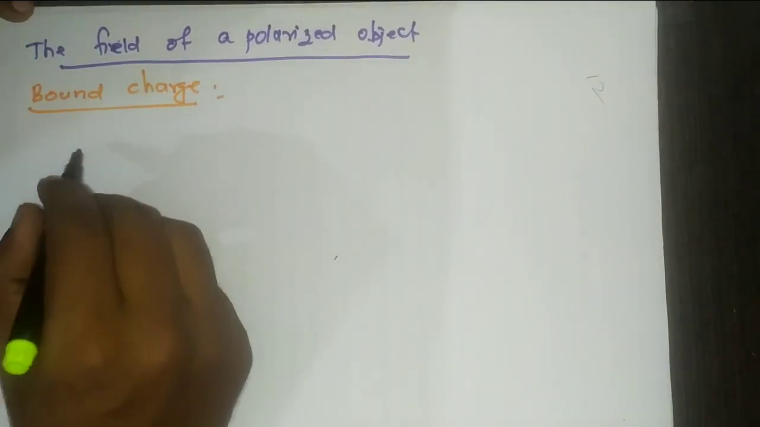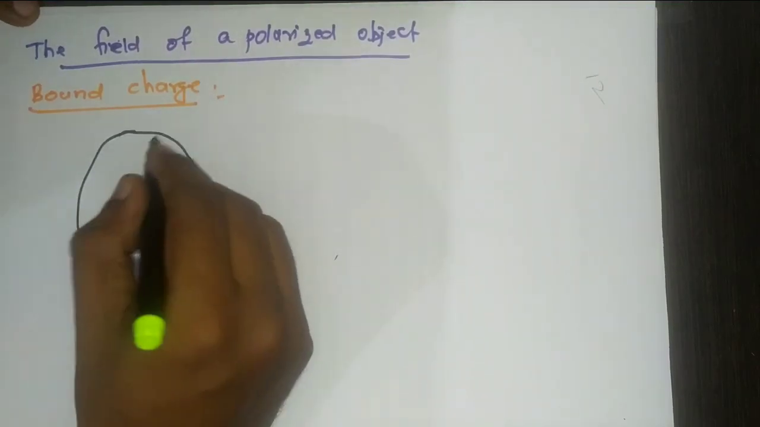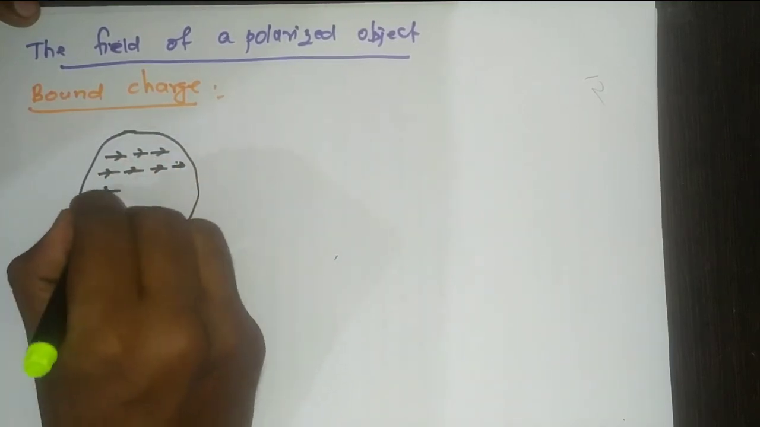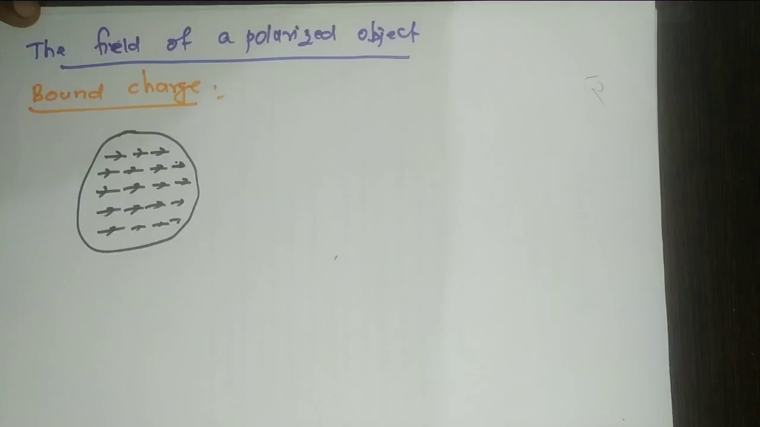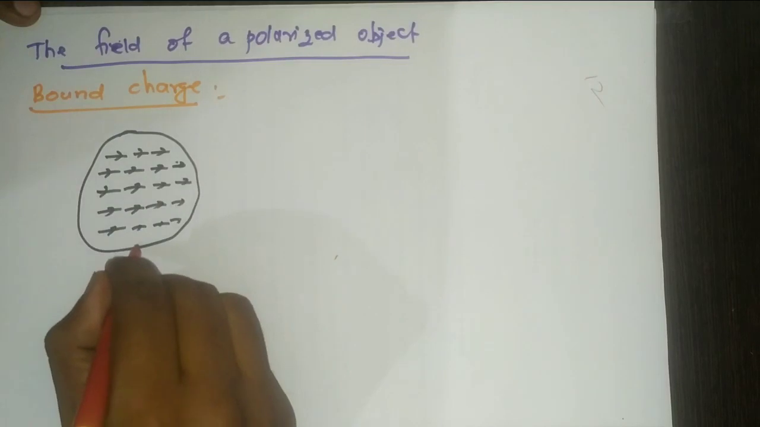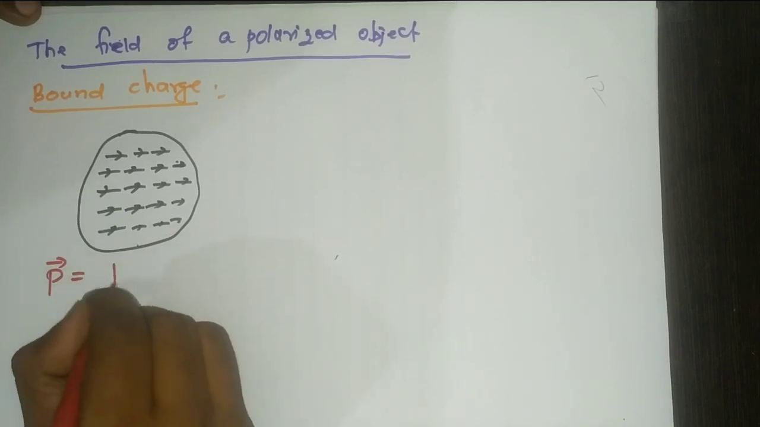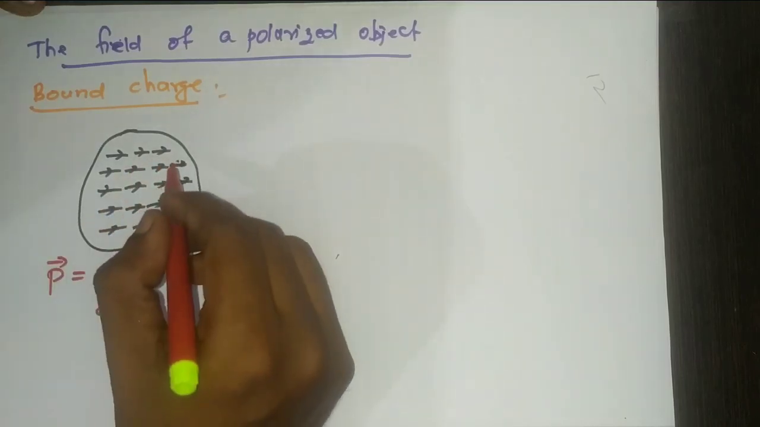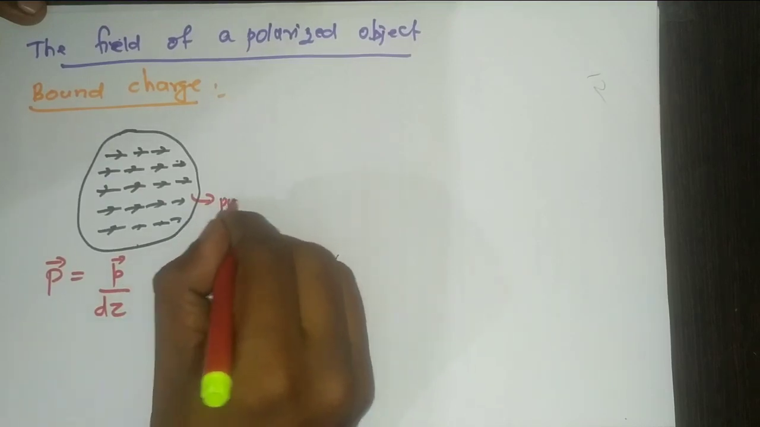Actually, a polarized object is, now we have seen, a large number of microscopic dipoles aligned in a particular direction. The dipole moment per unit volume, from the definition we have just seen, P is equal to small p divided by d tau. Actually, this is a polarized object.